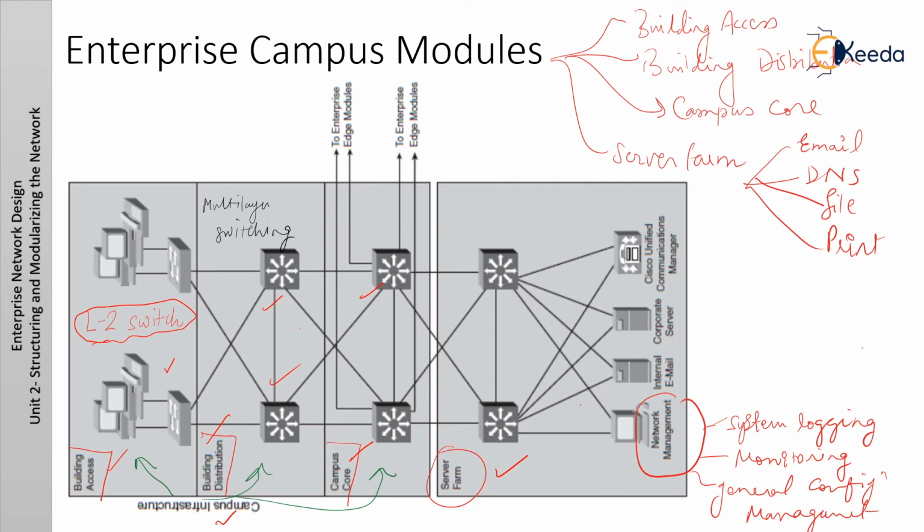The building access layer might also provide power over Ethernet (PoE) and auxiliary virtual LANs to support voice services.